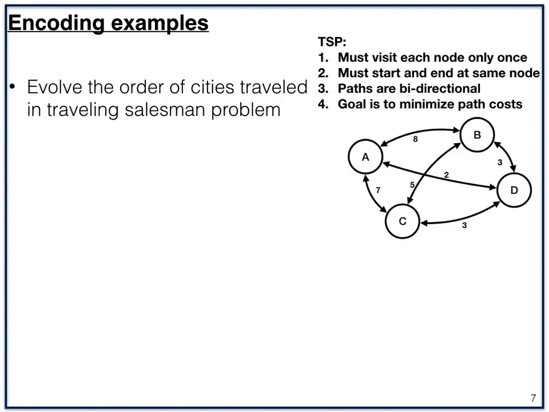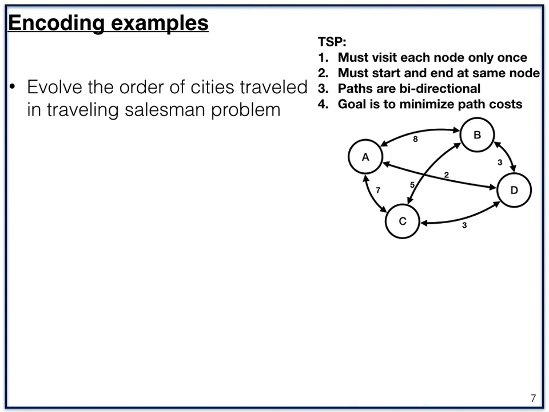So one potential problem is a traveling salesman problem. In the traveling salesman problem, you have to visit every city within a graph like this. So you must visit each node only once. You must start and end at the same node. These paths are bidirectional, and the goal is to minimize the path costs.